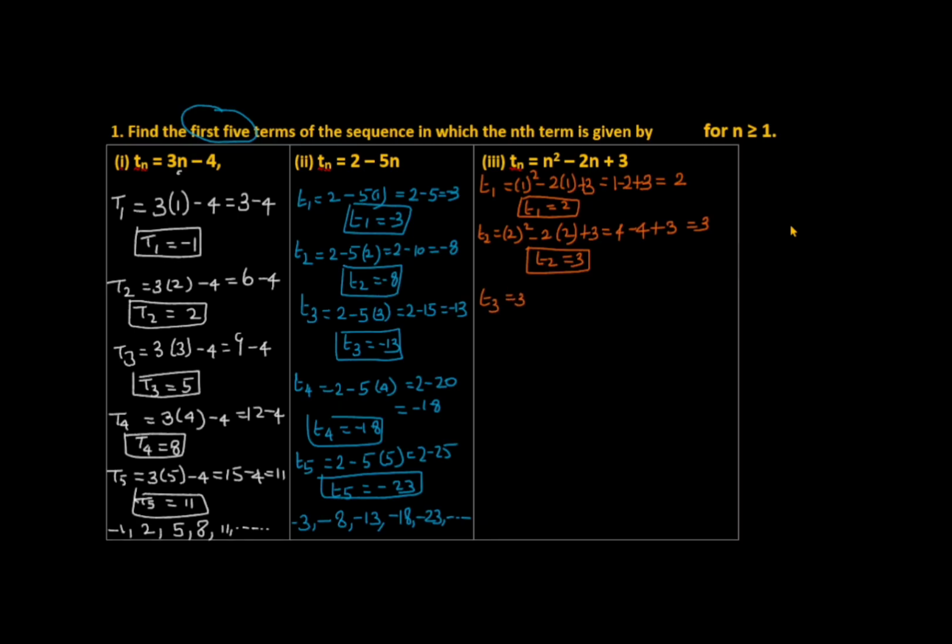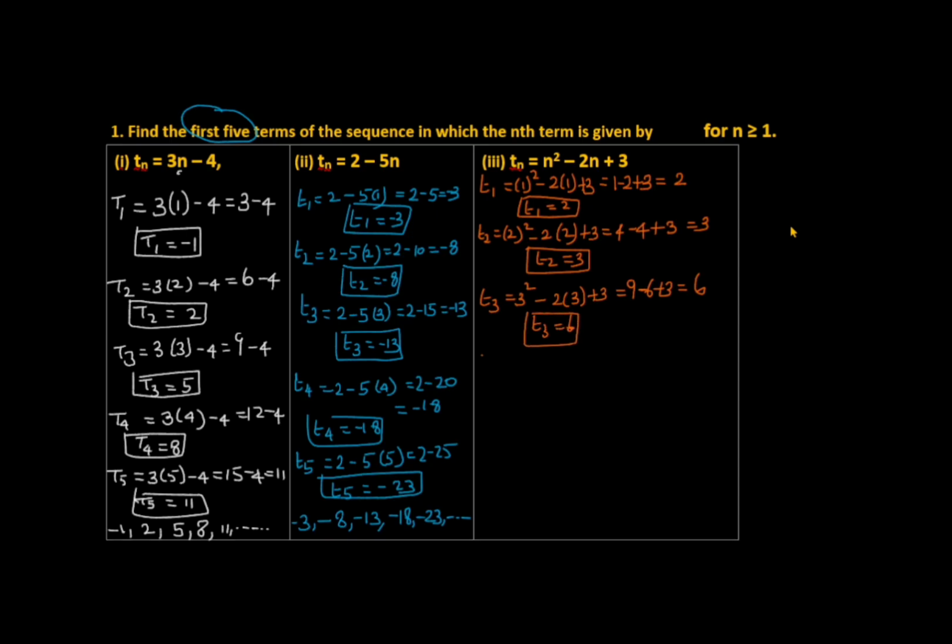T3. 3 squared minus 2 into 3 plus 3. 3 squared is 9, minus 6, plus 3. So 9 minus 6 is 3, then plus 3 is 6. T3 is equal to 6.